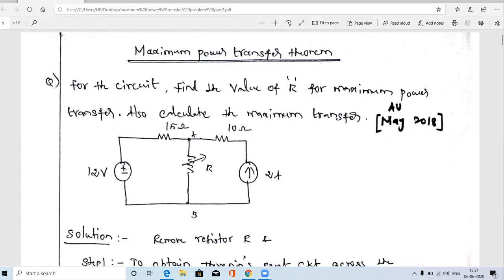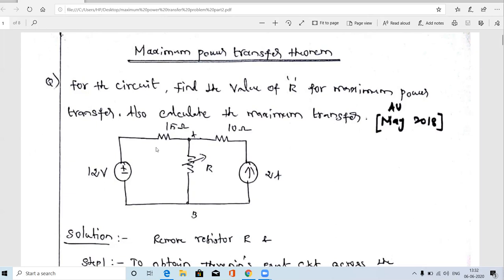So you see the question: for the circuit shown in the figure, find the value of R. Find the value of this resistor R for maximum power transfer. Also calculate the maximum power transfer. Okay, we have to calculate the maximum power transfer also. It's a May 2018 question and it's an 8-mark question.